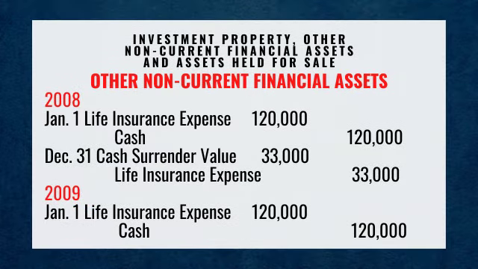Year 2008, January 1st, debit life insurance expense for 120,000 pesos, credit cash for 120,000 pesos. December 31st, debit cash surrender value for 33,000 pesos and credit life insurance expense for 33,000 pesos. Year 2009, January 1st, debit life insurance expense for 120,000 pesos and credit cash for 120,000 pesos.